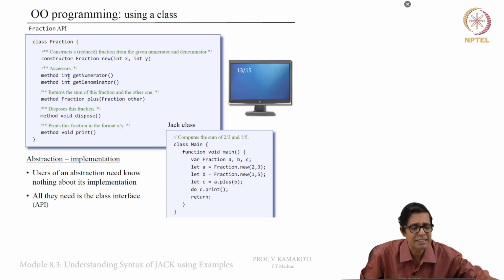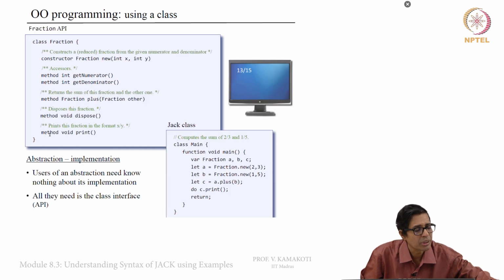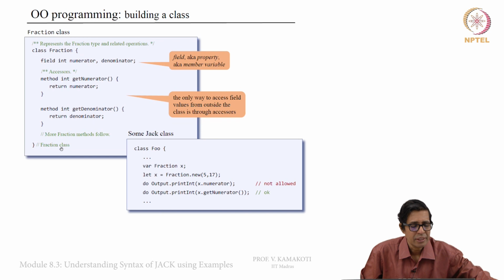Now, I have to see the accessor functions. Accessor means methods which will access the different fields here. Method int get numerator will return the numerator for me. Method int get denominator will return the denominator for me. So, this is how I get the numerator and the denominator.